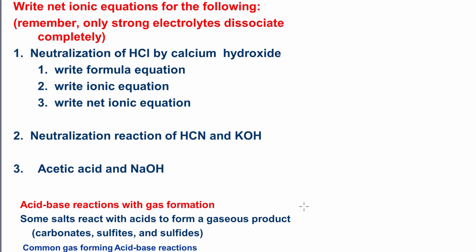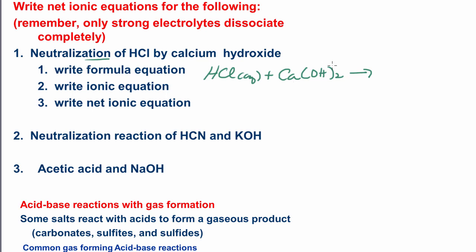Let's go ahead and write some net ionic equations for these three problems. We're asked to write the net ionic equation for the neutralization of hydrochloric acid by calcium hydroxide. First we write the formula equation. We have hydrochloric acid plus calcium hydroxide, and we're going to form a salt and water.